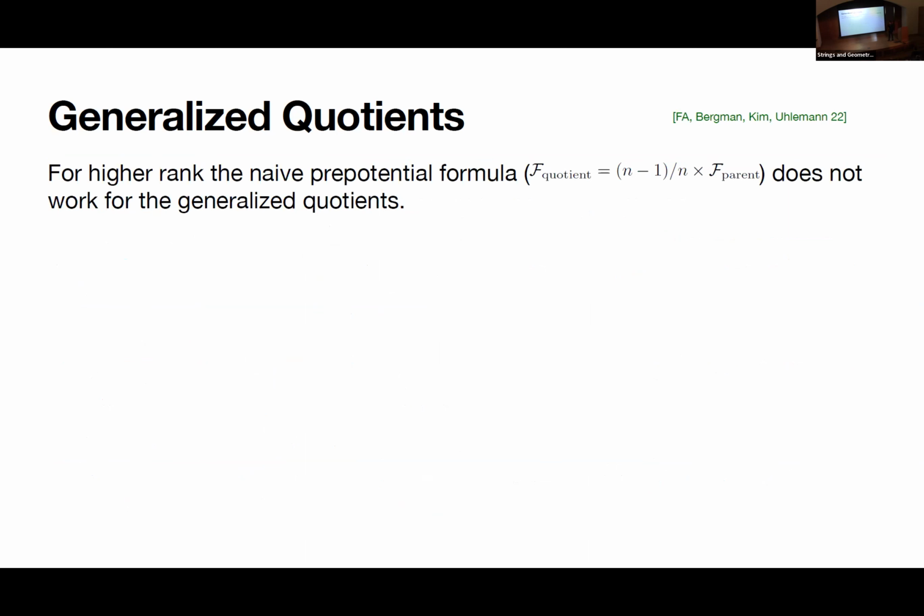But for higher rank, the naive prepotential formula doesn't work. With the naive prepotential formula, I mean you take the prepotential for the quotient, which is the multiplication of n-1 over n, where n can be from 2 to 6 apart from 5, times the parent theory. And this does not work for higher rank theories. For example, if you do the Z3 quotient of T5 and you apply this formula, this will not correspond to the right prepotential.